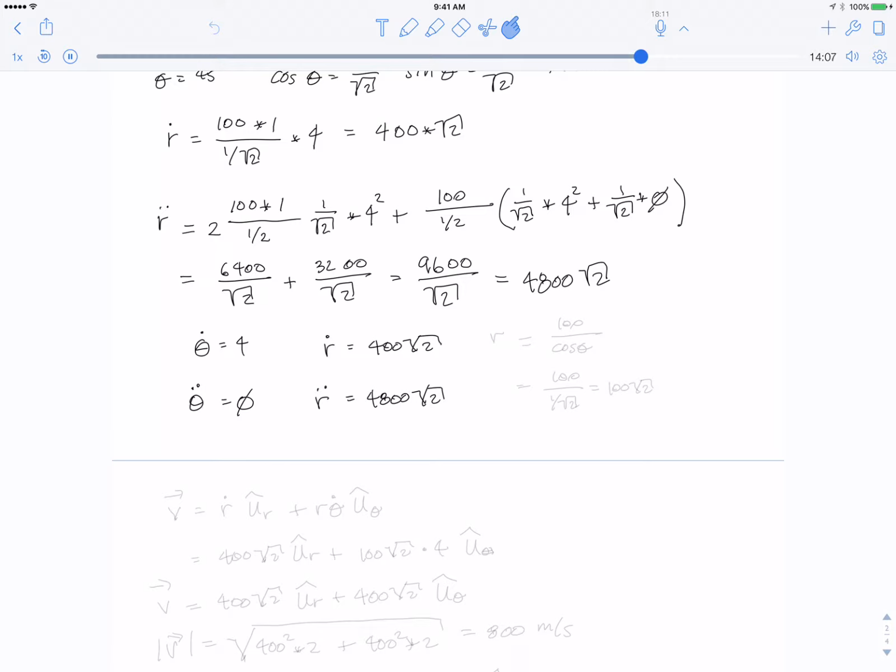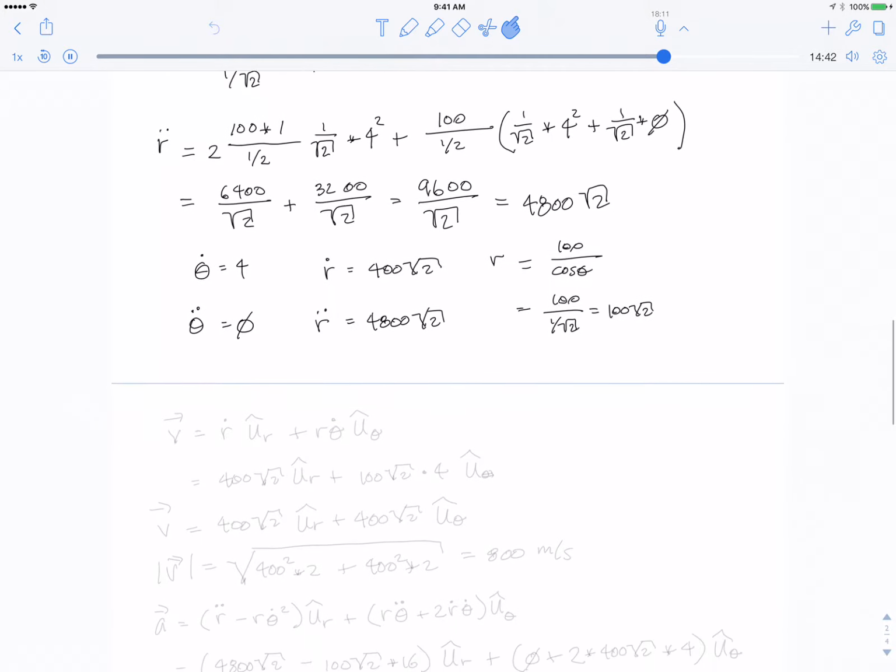So I just checked the example in the book, and amazingly, these are all right, but I did see that eventually I'm also going to need r. And so let me look and see what we have for r. We know that r was 100 over cos theta. That's 100 over 1 over square root of 2. So that's 100 square root 2. Okay, so we're ready to plug everything in and solve the problem.